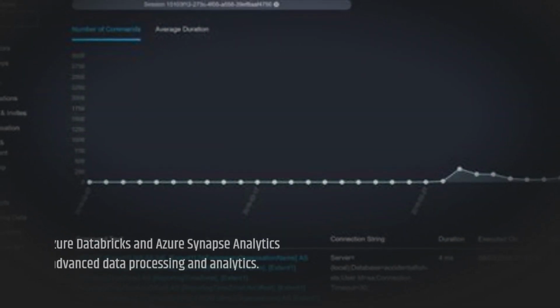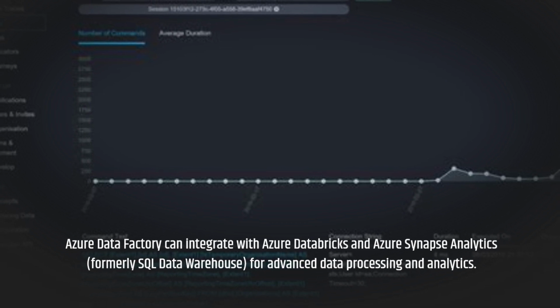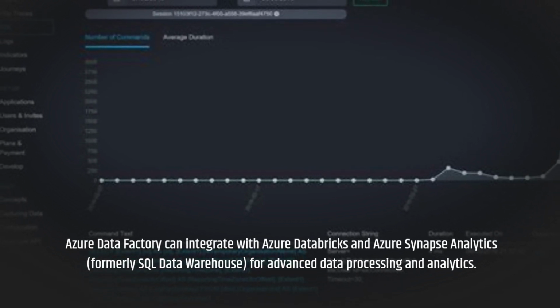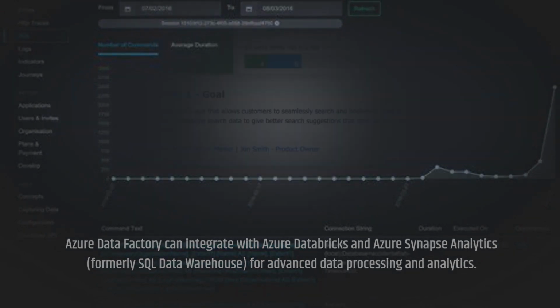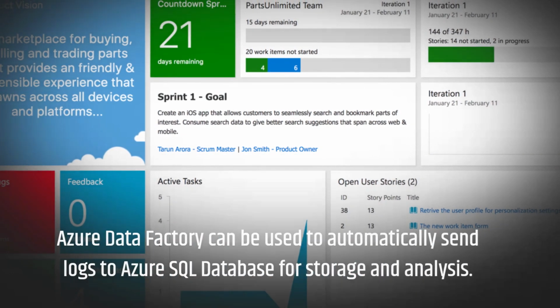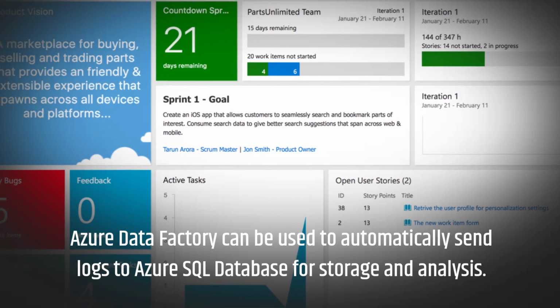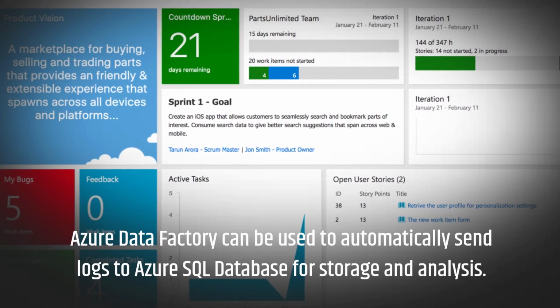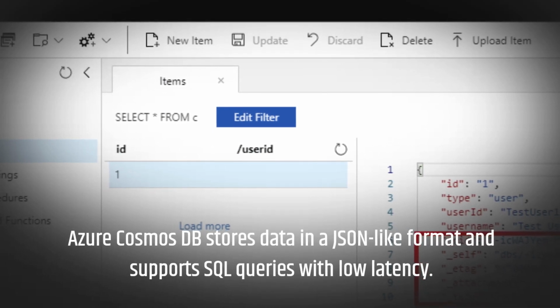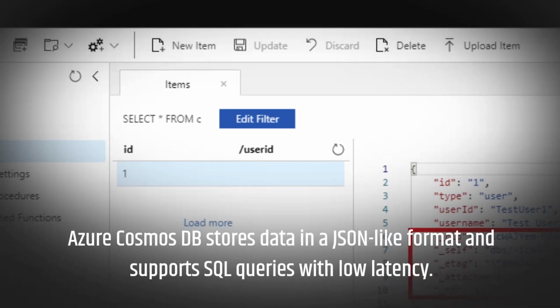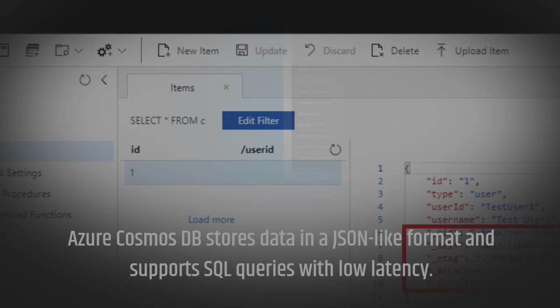Azure Data Factory can integrate with Azure Databricks and Azure Synapse Analytics, formerly SQL Data Warehouse, for advanced data processing and analytics. Azure Data Factory can be used to automatically send logs to Azure SQL Database for storage and analysis. Azure Cosmos DB stores data in a JSON-like format and supports SQL queries with low latency.